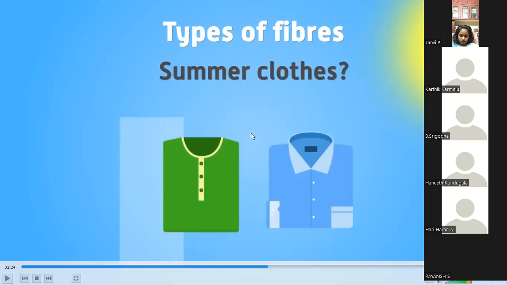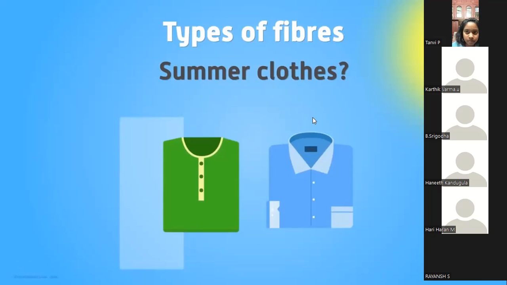Tanvi, do you want to add any point to this? Why do we use only cotton during the summer season? Sir, cotton clothes are thin. They allow the heat to escape from the body, sir. That's why I prefer to wear cotton clothes during summer. Very good. It will be cool.